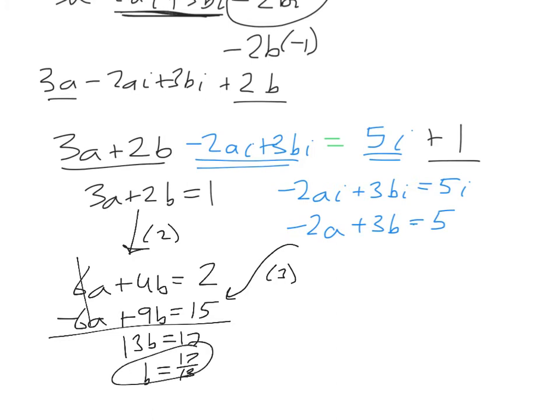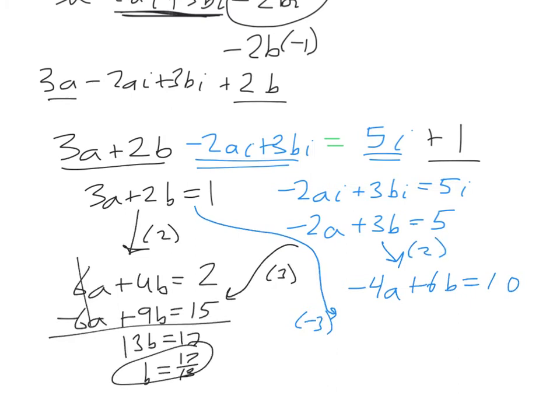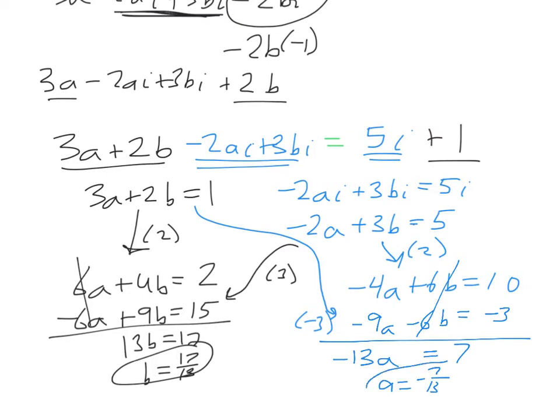And then for the other one, let's see here. I think I want to do this one by elimination also. I'm going to do this by multiplying this equation now by 2. So I'll have negative 4a plus 6b equals 10. And then this one here by negative 3. So that would give me negative 9a minus 6b equals negative 3. Combining these things, negative 13a, these cancel out, equals 7. So a is negative 7/13.